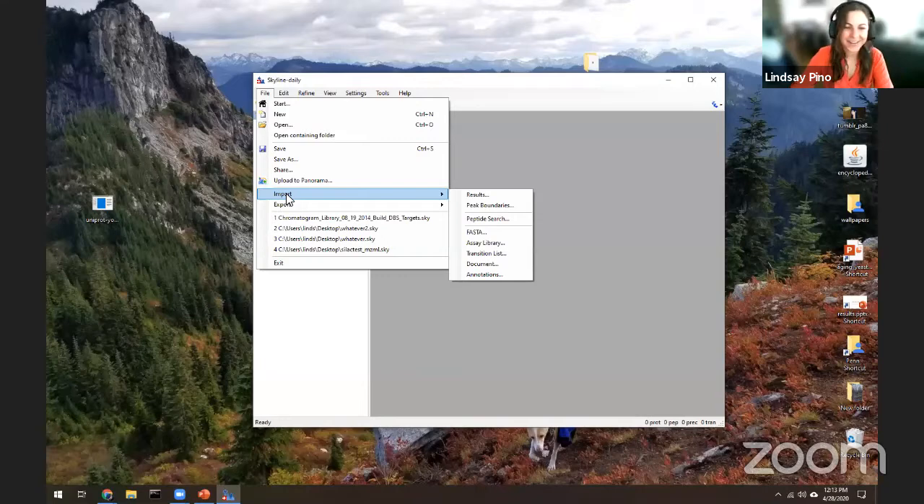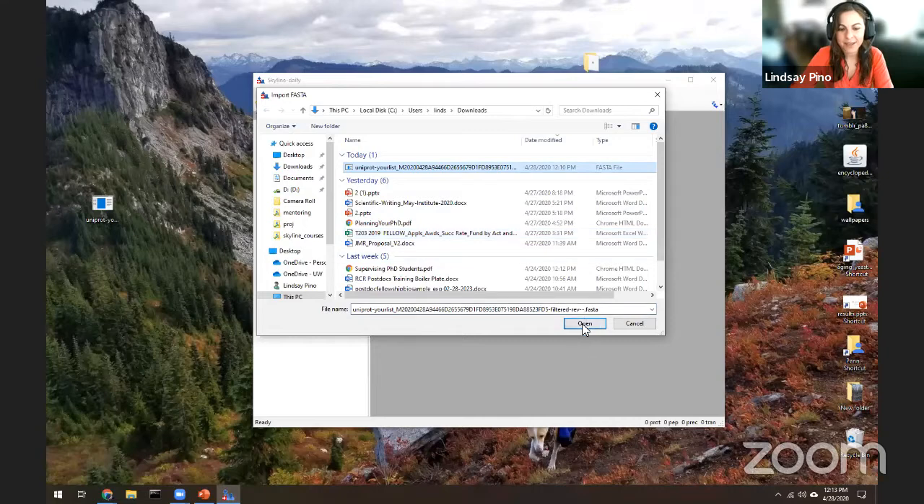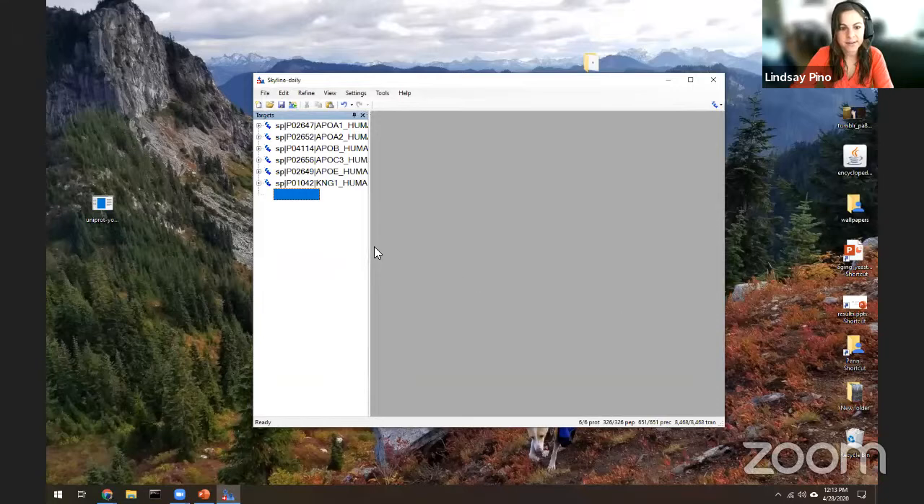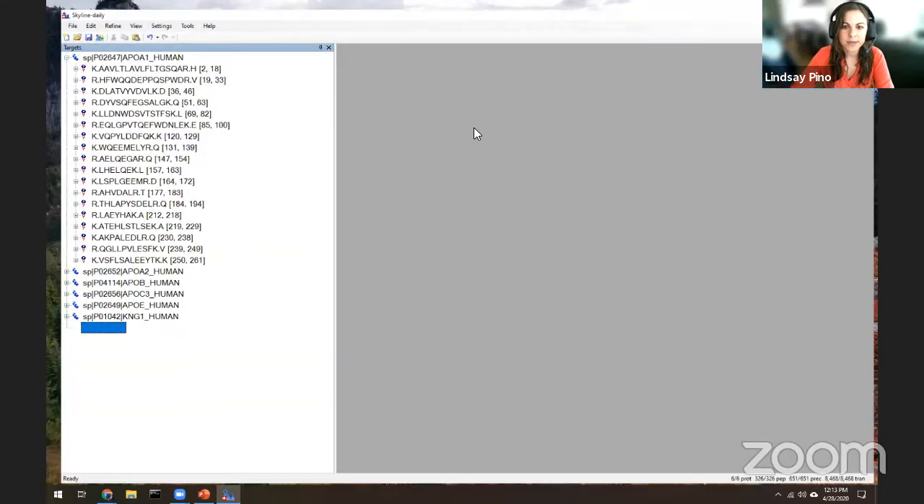I'll go to File, Import, FASTA, and I will navigate to where I just downloaded that FASTA file, and you should see your 6 proteins populate in the target list on the left. You should also see down in the bottom left corner, it says 6 proteins, 326 peptides, 651 precursors, almost 8,500 transitions.